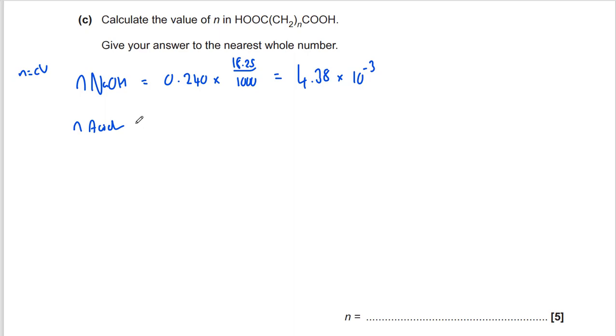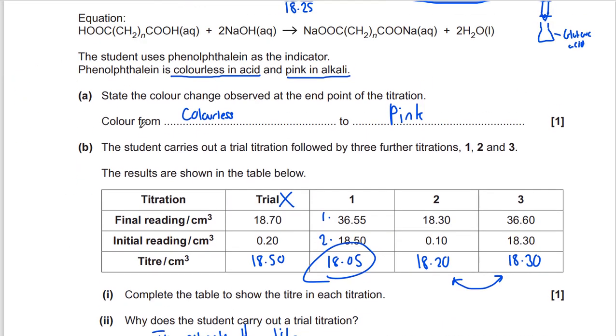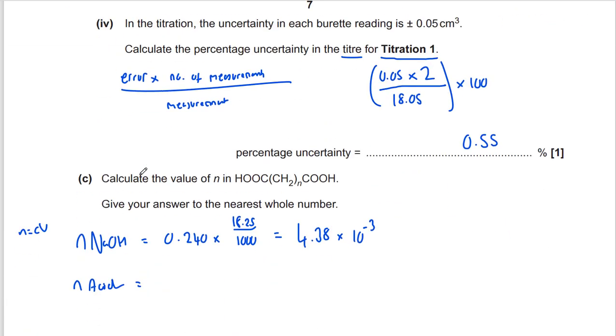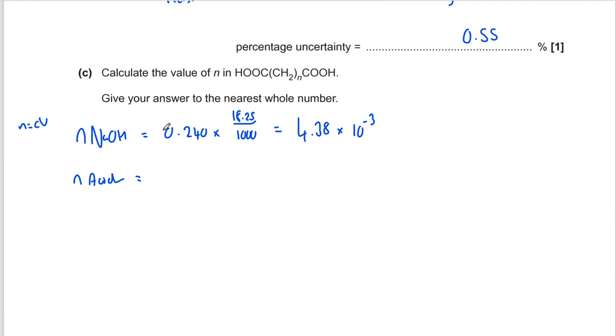So let's go back up to our equation because there's some stoichiometry here. 2 moles of sodium hydroxide react with 1 mole of the acid. Therefore, I've got twice as much alkali as I've got acid. So to work out the moles of the acid from the moles of the alkali, I need to take my 4.38 times 10 to the minus 3 and divide by 2, and that will give us 2.19 times 10 to the minus 3.